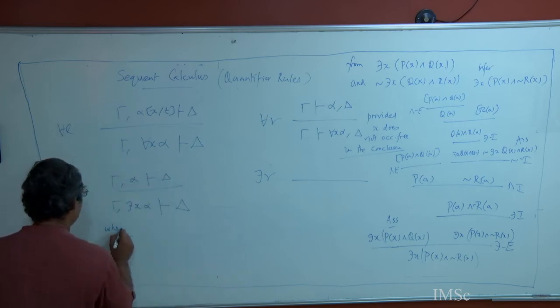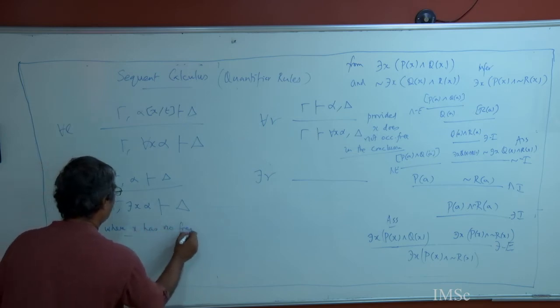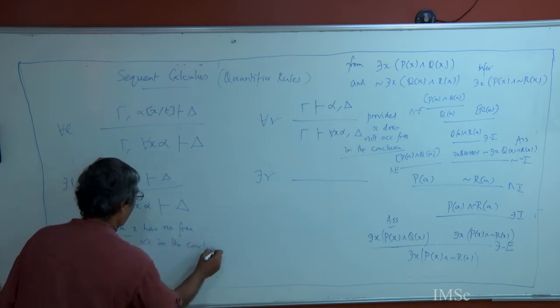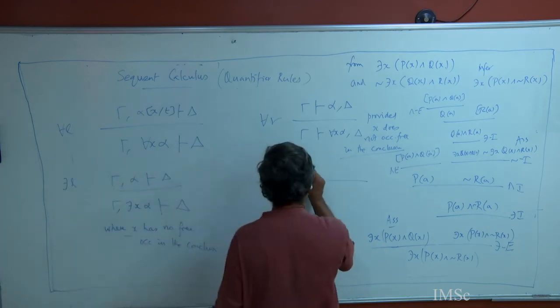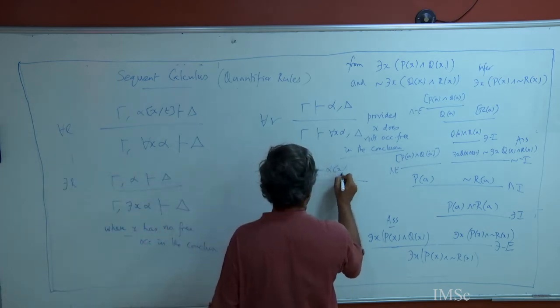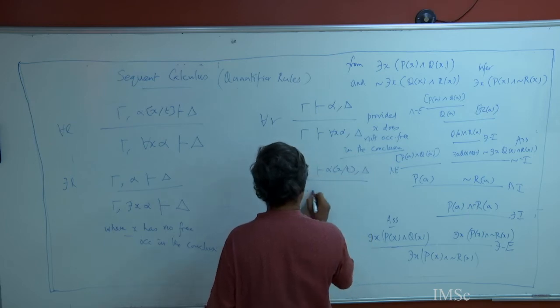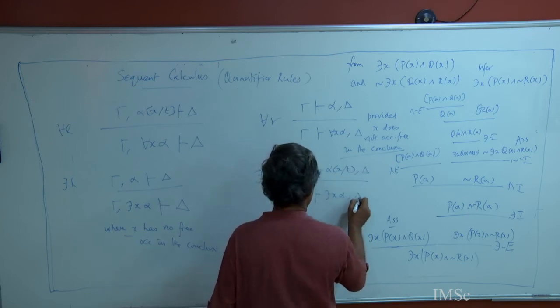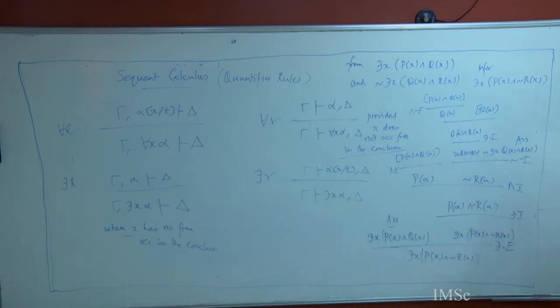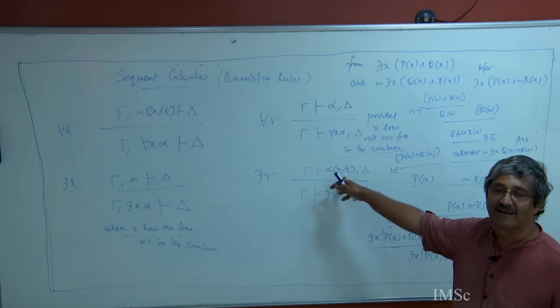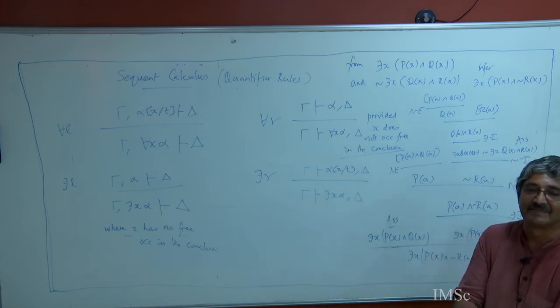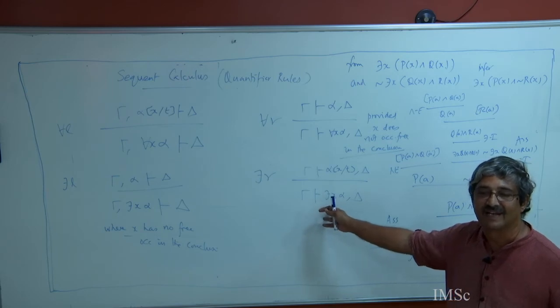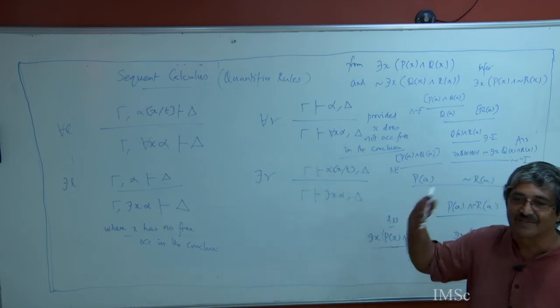Where x has no free occurrence in the conclusion, and this, if you have derived a conclusion alpha for some particular term, then you can derive the conclusion there exists x alpha from these assumptions. So, this is exactly how it has to be.